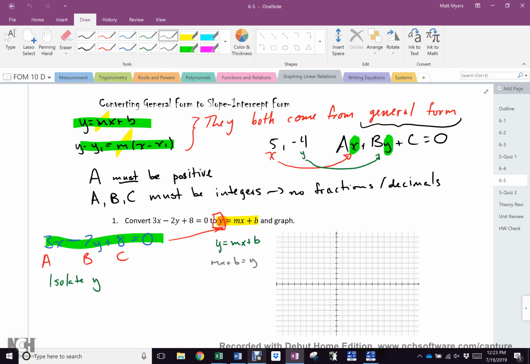So, what is easier to move here? Should I move two things or one thing? What would you rather do? You're helping your parents move out of their house. Do you want to pick up two boxes or one?